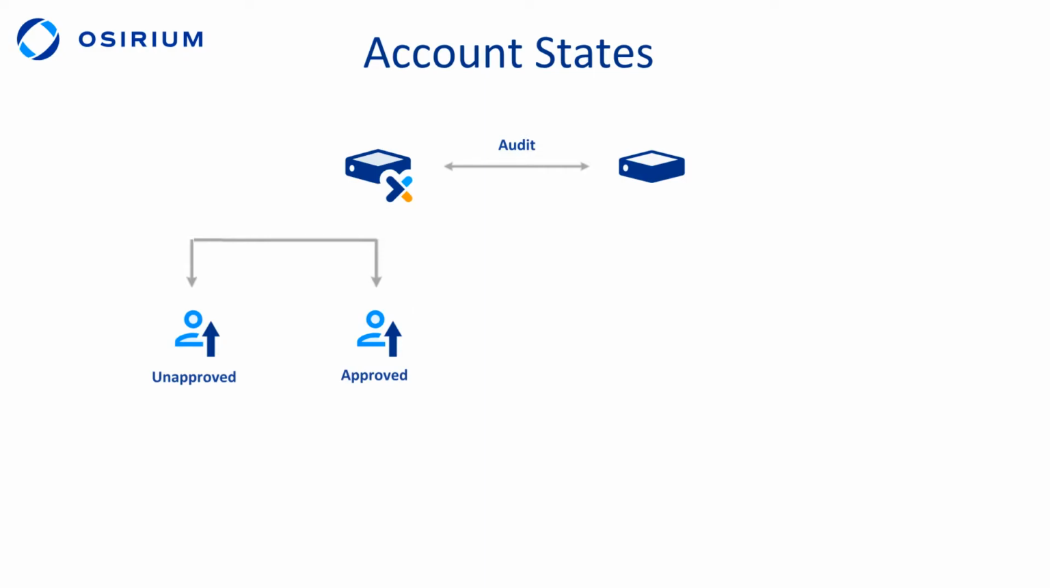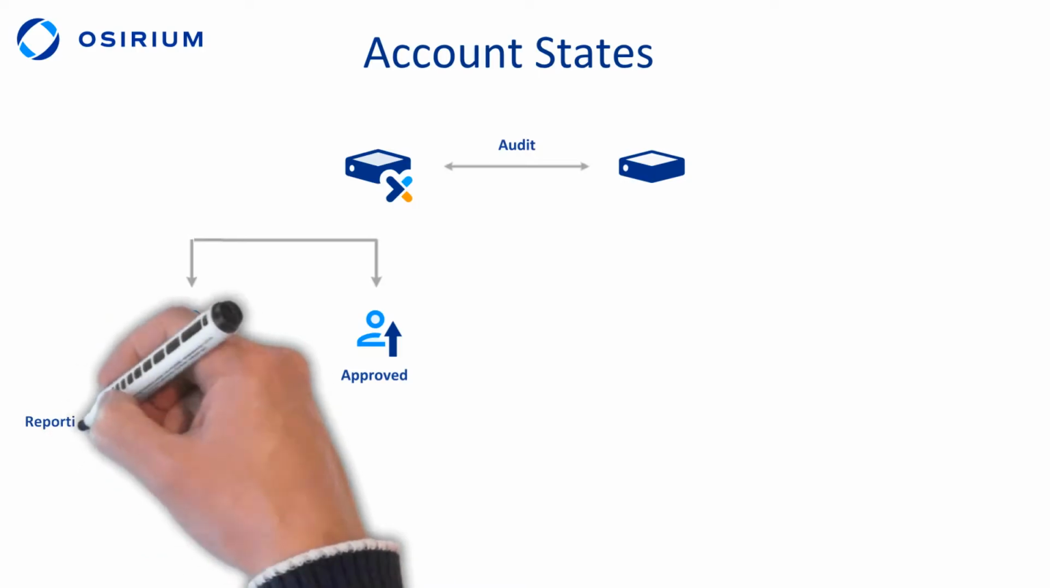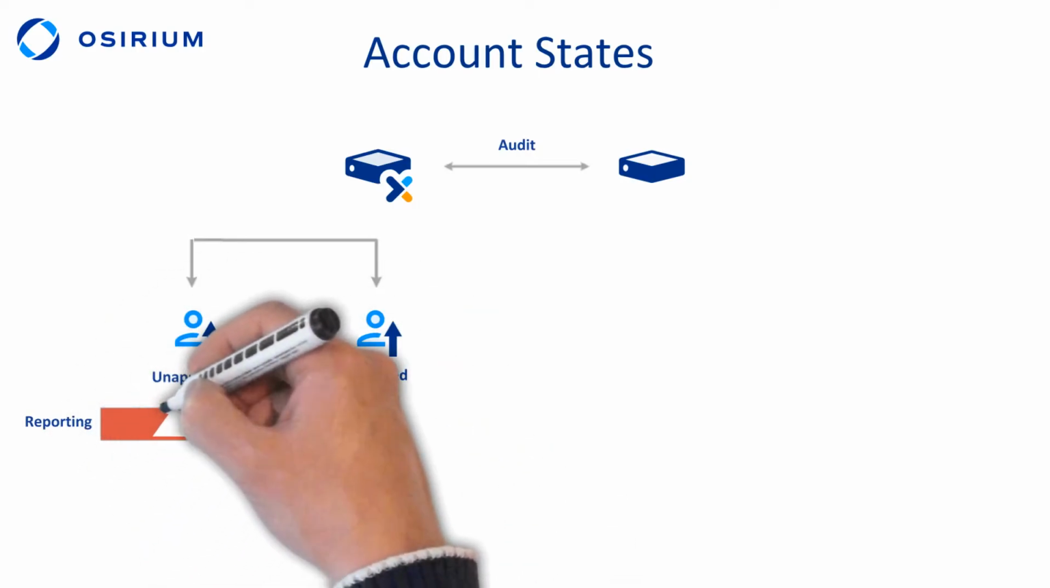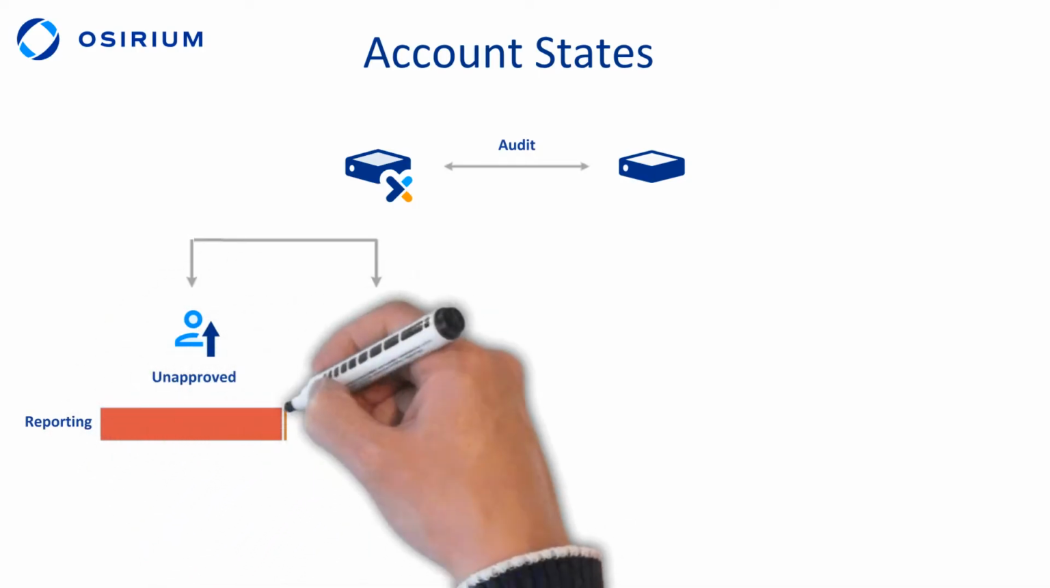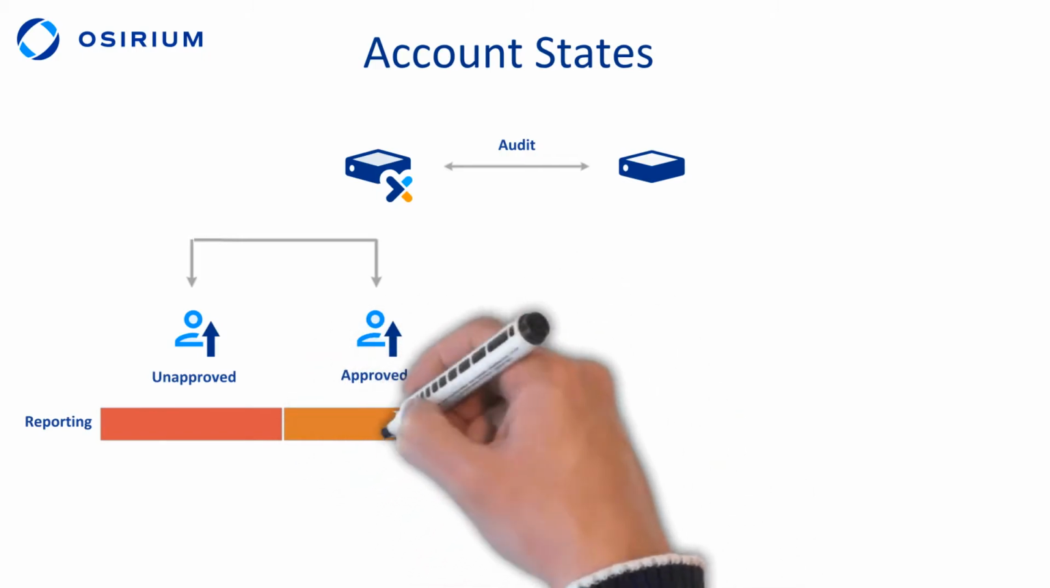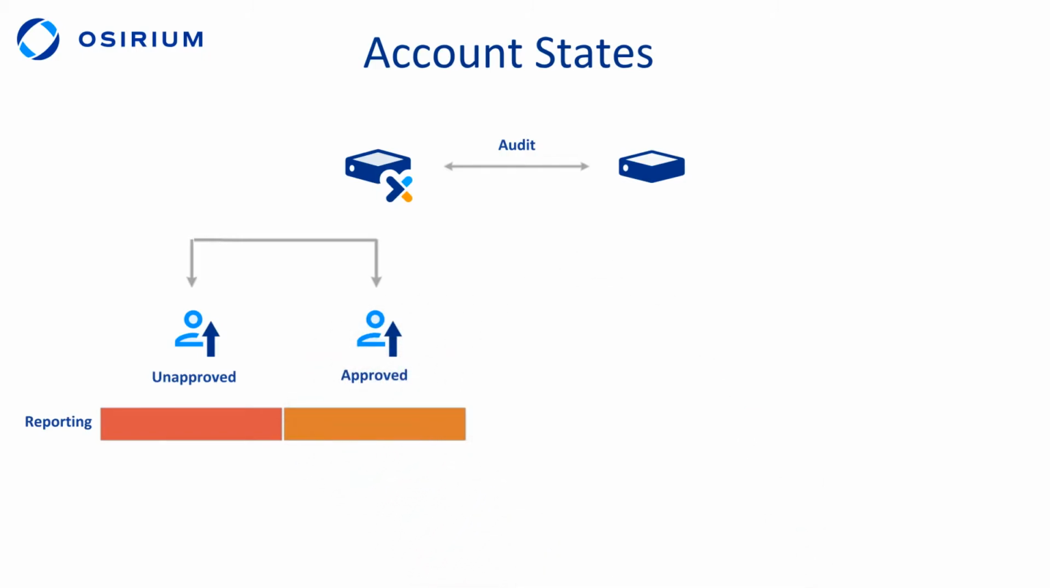Now, from an auditing point of view, we want to be able to report on those. And normally we would take unapproved accounts that we're happy with and move them across to approved, changing their account state. This is all then done to make sure that we have good reporting coverage of those accounts. Being able to report on the accounts is a very valuable feature within PAM, providing us full audit coverage of all of the accounts that we can see.